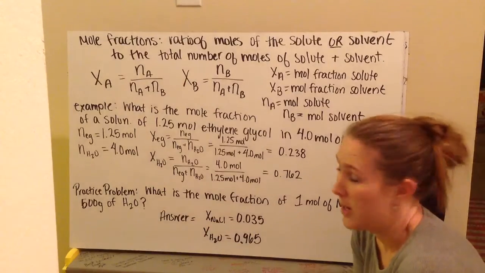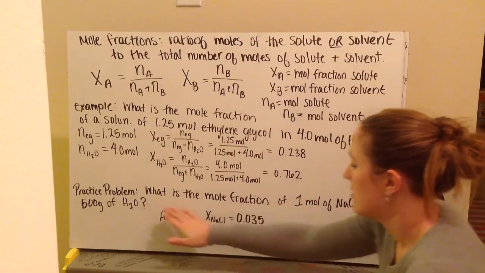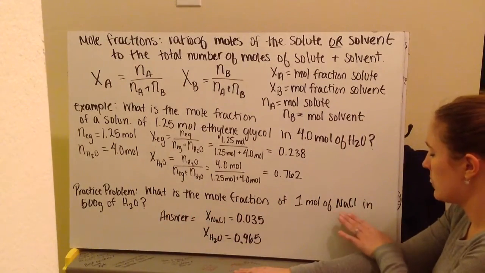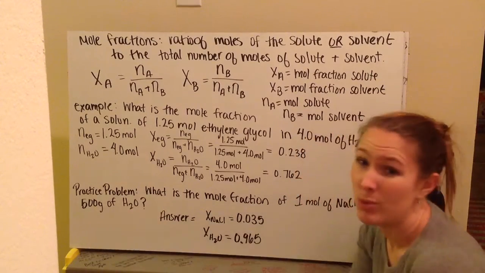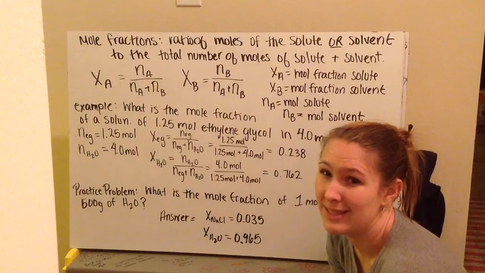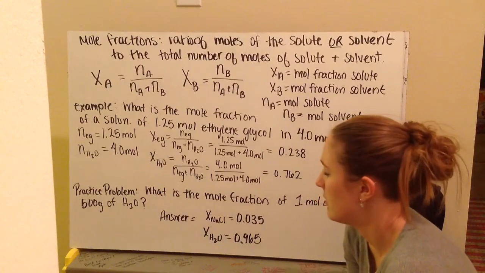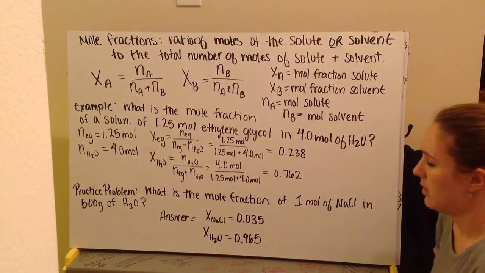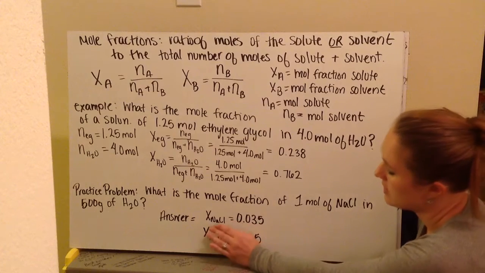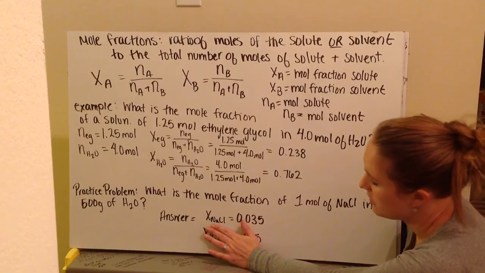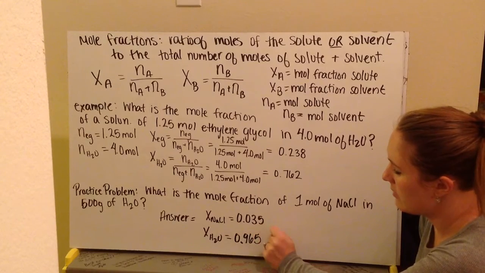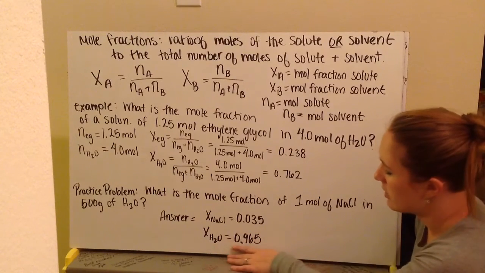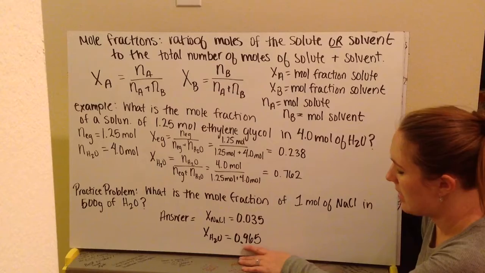Now you're going to try a practice problem. What is the mole fraction of 1 mole of sodium chloride in 500 grams of water? Remember, we're looking at moles here, so everything needs to be in moles, so we'll have to convert. After you do the problem, you should see that our mole fraction of sodium chloride is 0.035, and our mole fraction of water is 0.965.